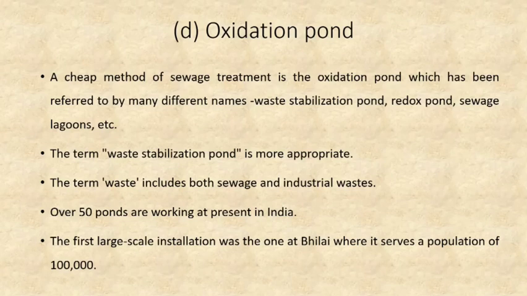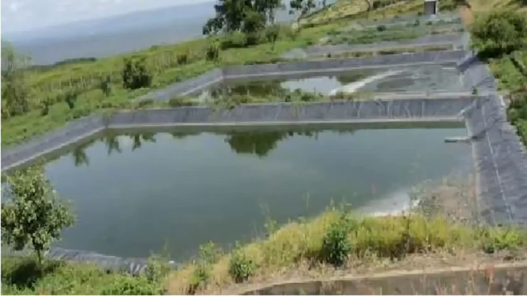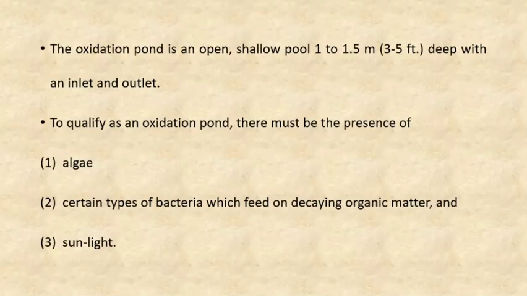The first large-scale installation was at Bhilai, where it serves a population of 1 lakh people. This is how oxidation ponds look. The oxidation pond is an open, shallow pool, 1 to 1.5 meters deep, with an inlet and outlet.